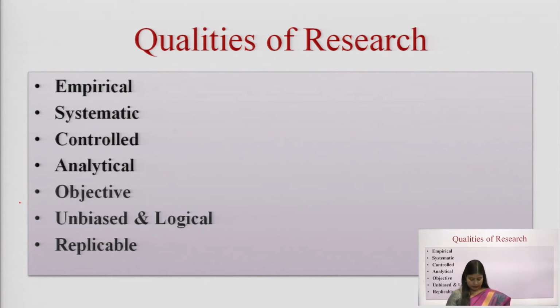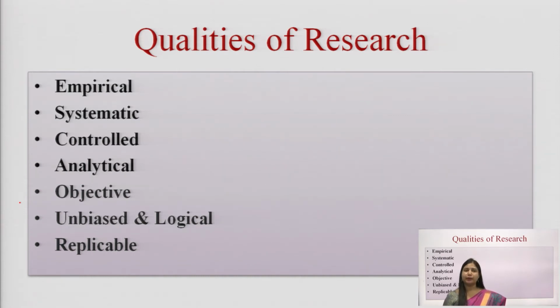Then the second point is that research should be systematic. Systematic means it should be planned and well designed in the starting. Before starting any type of research, the whole process is planned, starting from the objective of the study, that is, the objective for which we are doing the research, so that we can control the outcome of the research, what we are getting in the end.